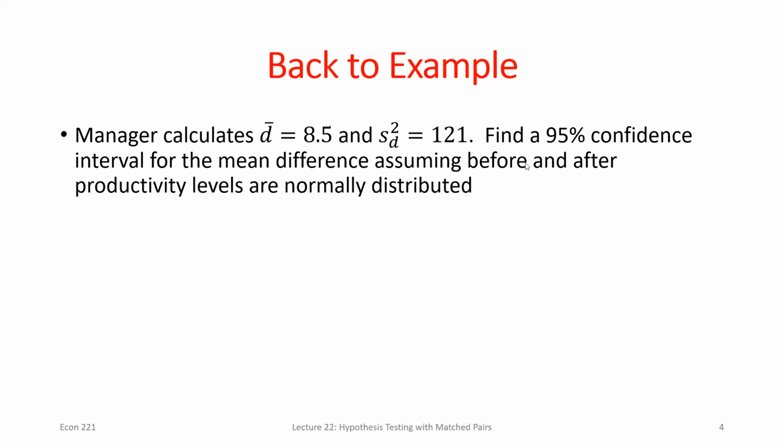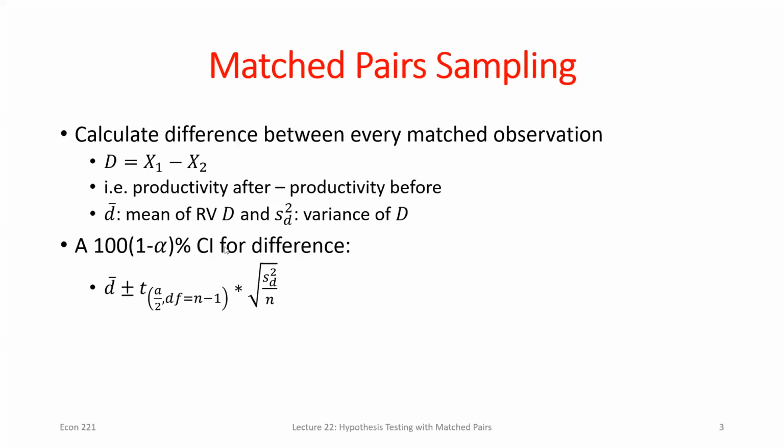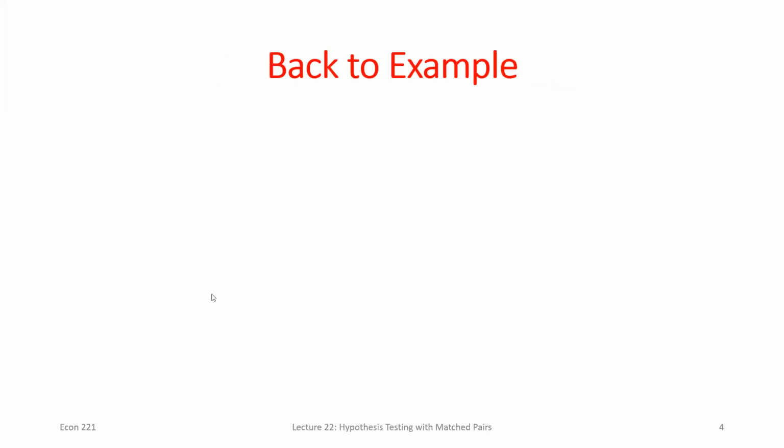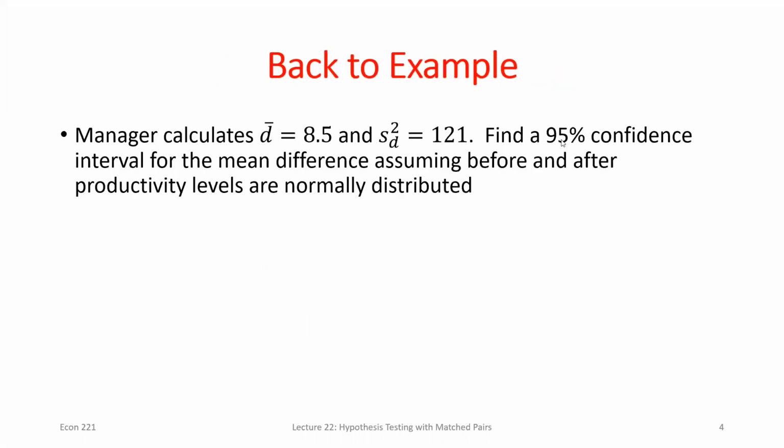So if I wanted to build this 95% confidence interval, well, I've got the average difference. I've got my sample variance for that difference. Sample size was 10 workers. It's really just a matter of finding that student t-value. So if I want the 95% confidence interval, what I'm thinking about there is, my alpha is what?